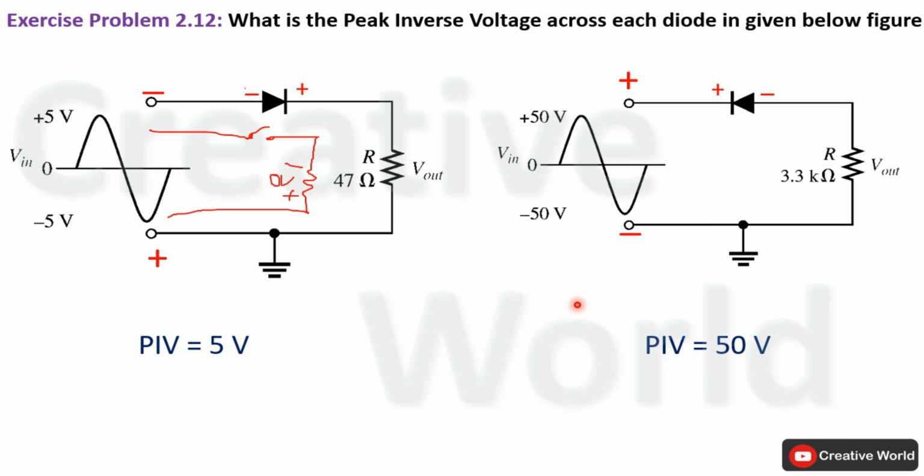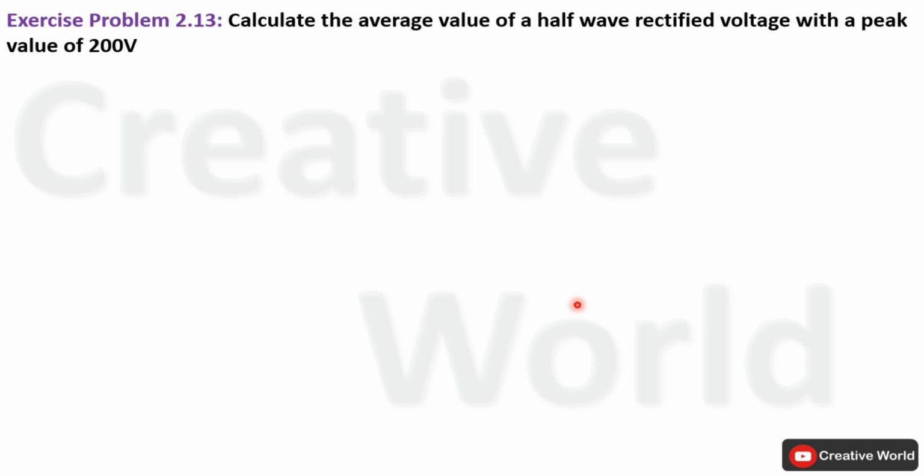Now move towards the next problem. Problem number 2.13. Calculate the average value of a half wave rectified voltage with a peak voltage value of 200 volt. In this scenario, two parameters are given. One is the peak voltage and the other one is the category of rectifier.